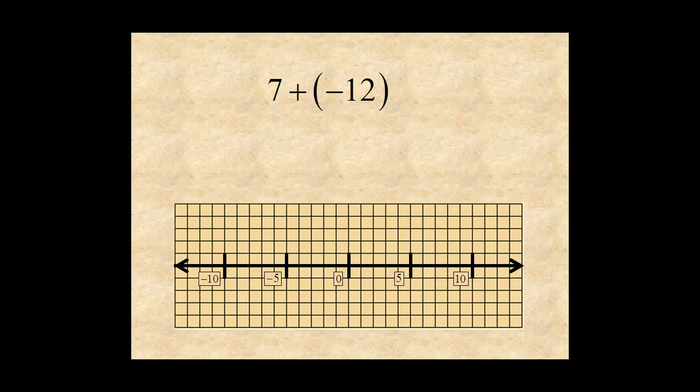Here's another example: to add 7 plus -12, start at the origin and count 7 units right, and then 12 units left. Since you end up at -5, you can see that 7 plus -12 equals -5.